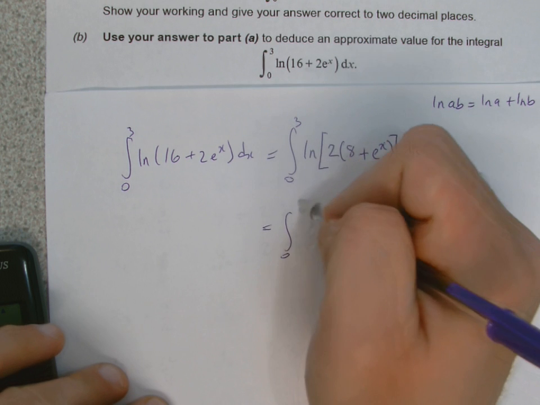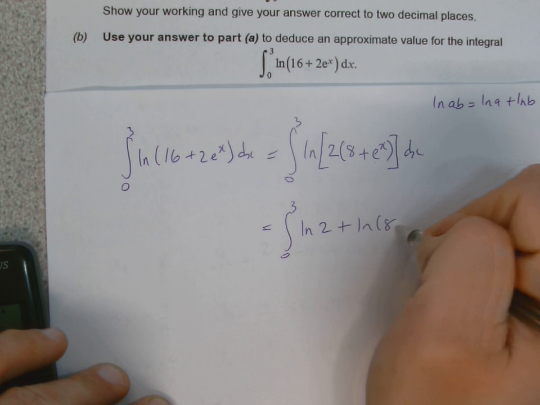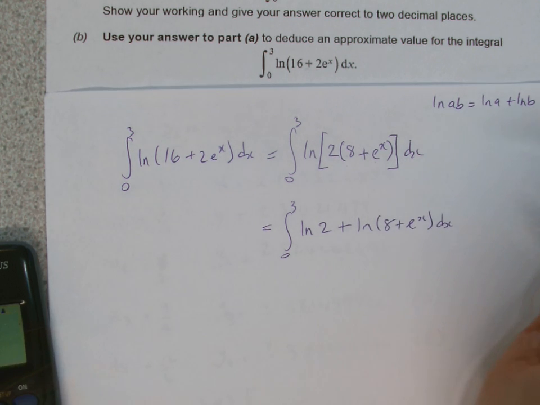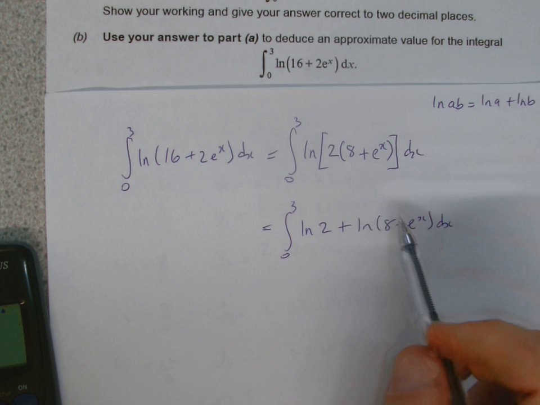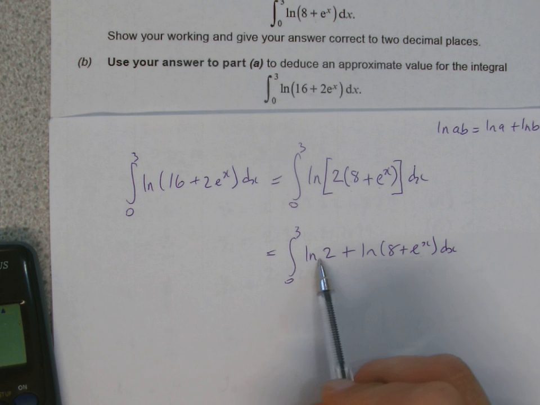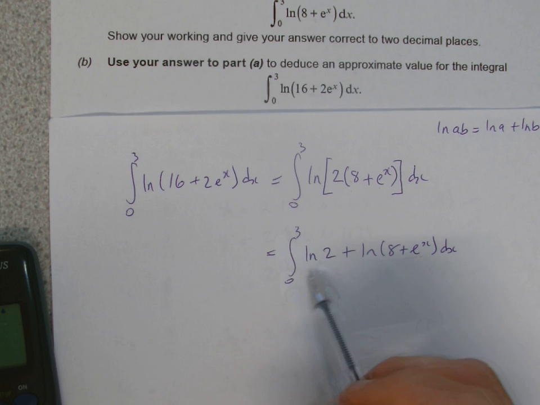This would be the integral of ln 2 plus the integral of ln of 8 plus e to the x dx. So you can see now we're actually getting part A out. This is part A here, isn't it? You've also got this ln 2. It is a constant, but you need to realize we need to integrate it.